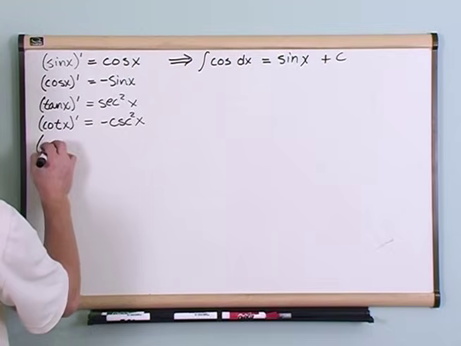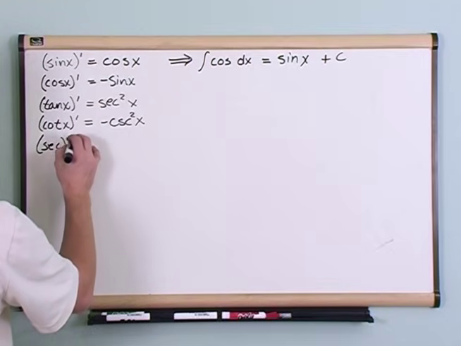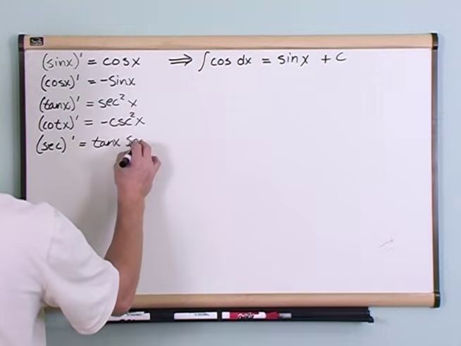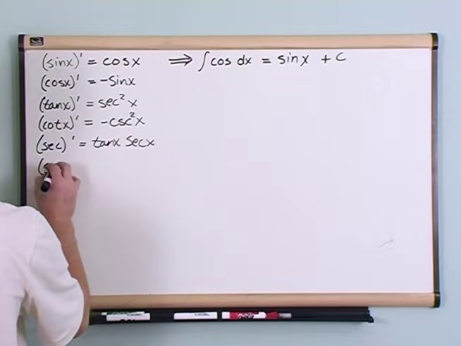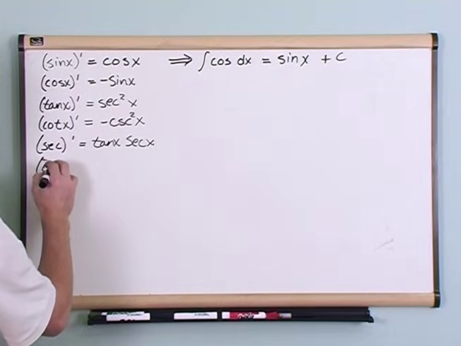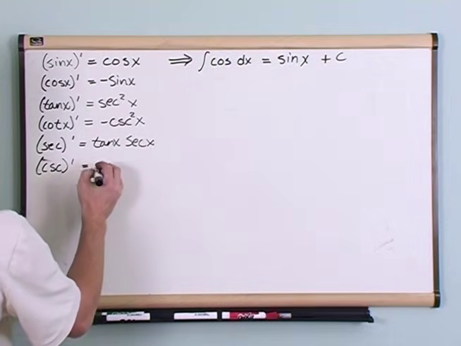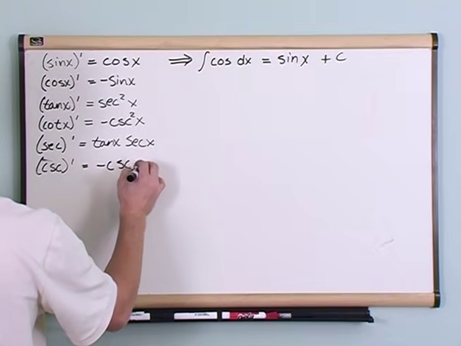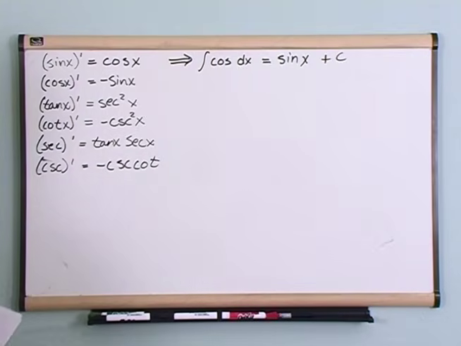The derivative of secant is equal to tangent times secant. And cosecant, the derivative of cosecant is negative cosecant cotangent, right? So these are pretty much the trigonometric derivatives.